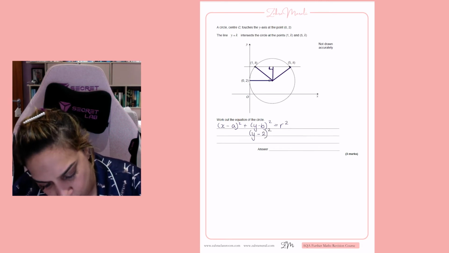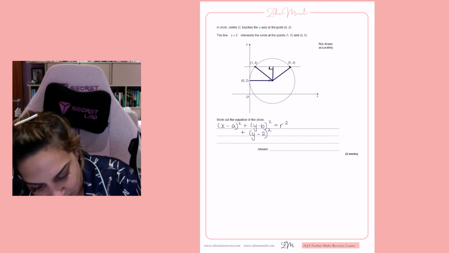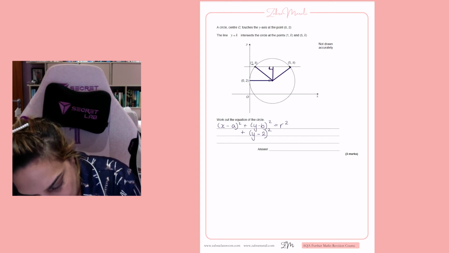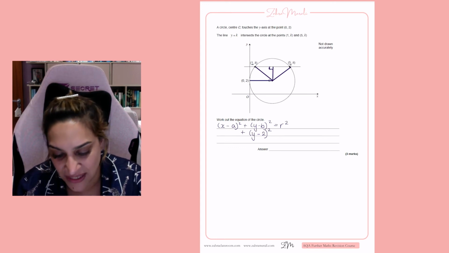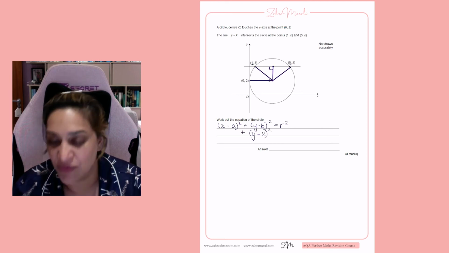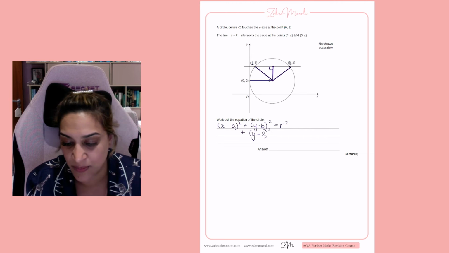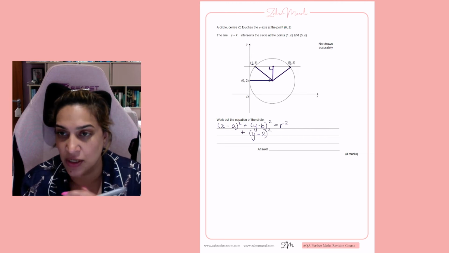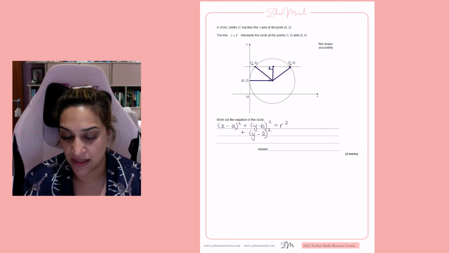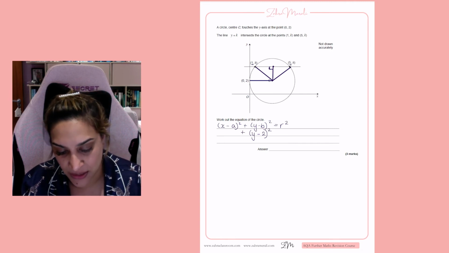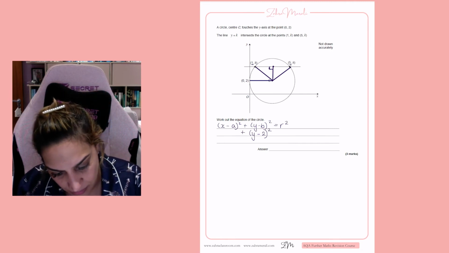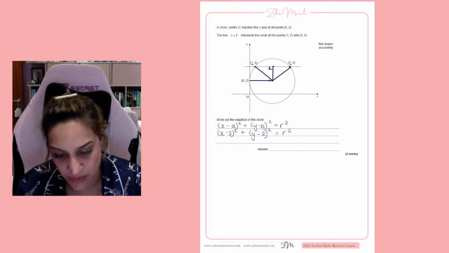Right, I also can see my x coordinate, because if x is 1 here and x is 5 here, and this cuts it right in the middle, my x coordinate must be the middle of 1 and 5. So 1 plus 5 is 6, divided by 2 is 3. So I get x minus 3 squared equals r squared.